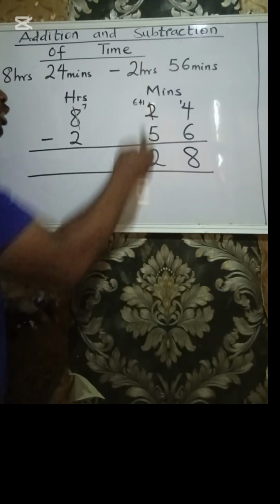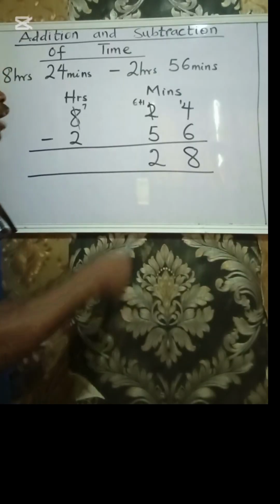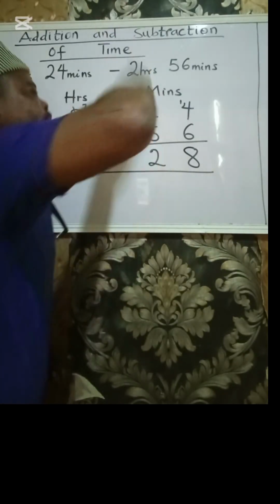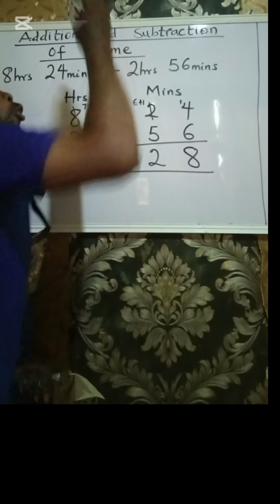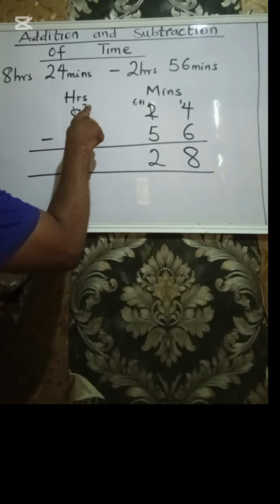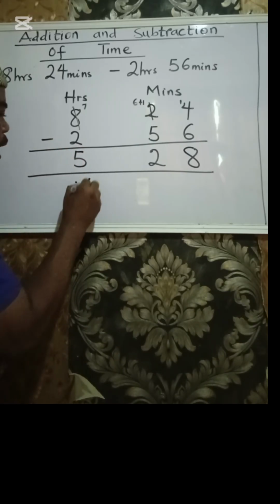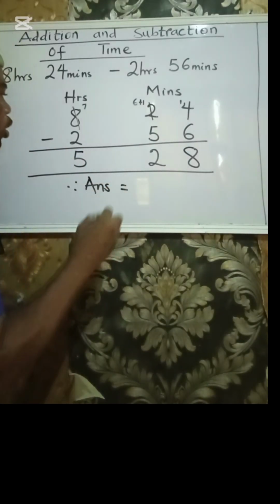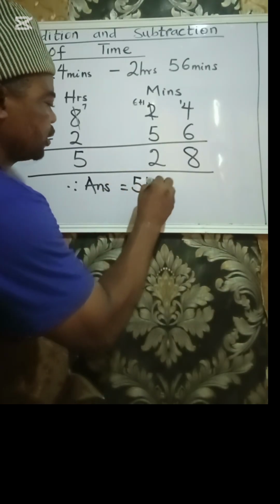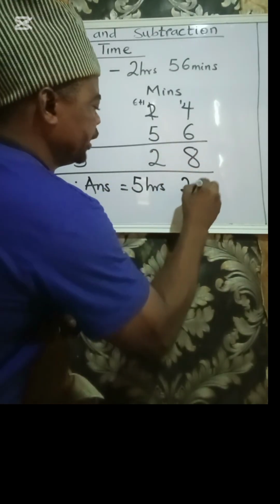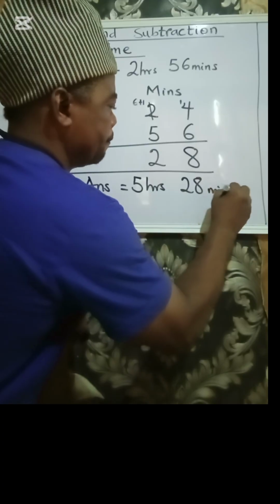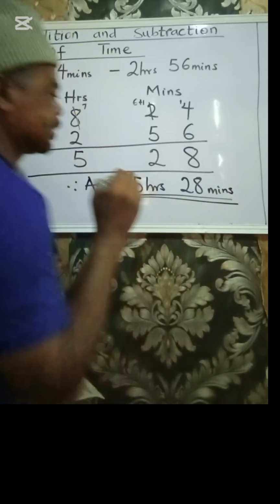We are done. That means we've been able to cross the dangerous bridge here. If you have done this place and you are correct, that means you are very done. In fact, you are overdone. Okay, now this one: 7 minus 2, 5. So we have our 5 here. Therefore, our answer is 5 hours 28 minutes. That is our answer there.